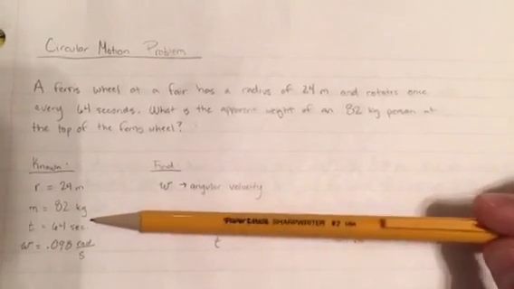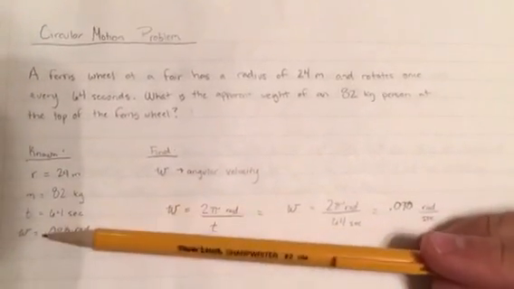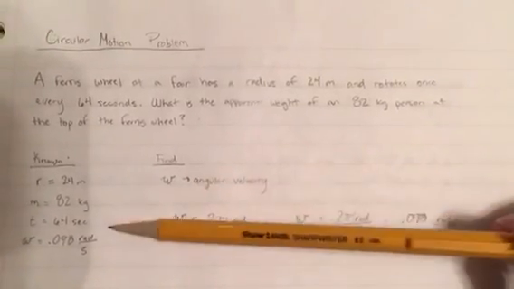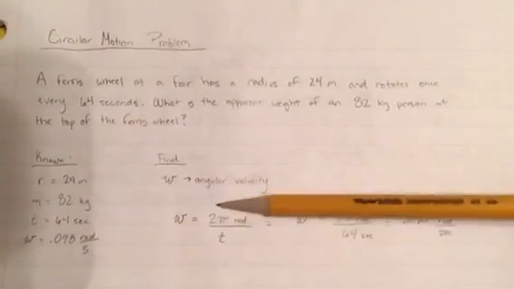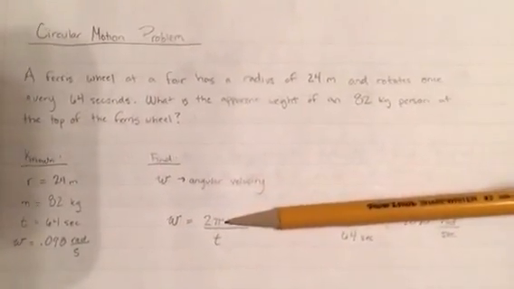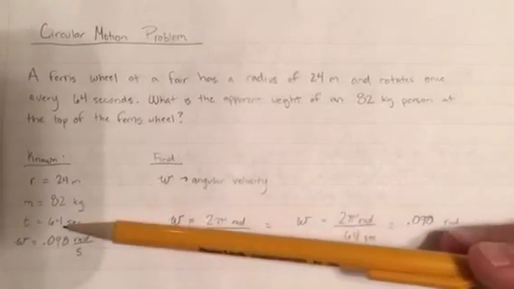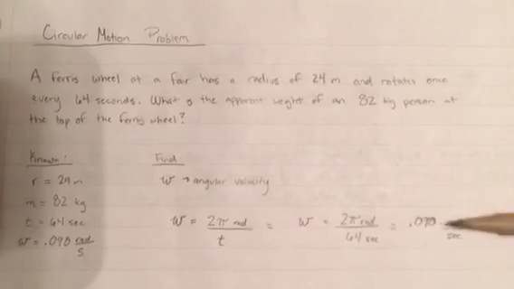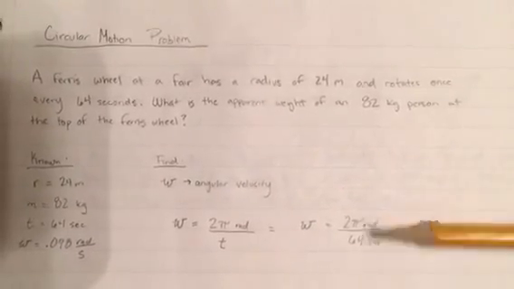So we write down our knowns, and our knowns are the radius is 24 meters, the mass is 82 kilograms of the person, the time it takes is 64 seconds, and then we need to find the angular velocity of that time. So you take your 2 pi radians and divide it by your time in seconds, which is 64, and you get 0.098 radians per second.